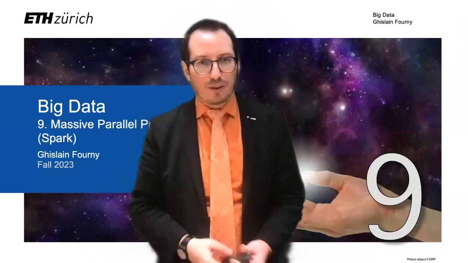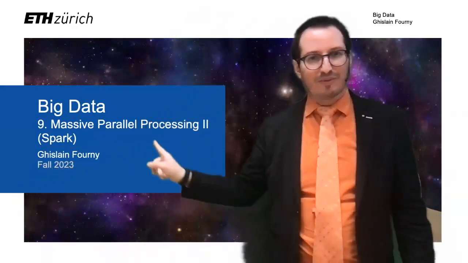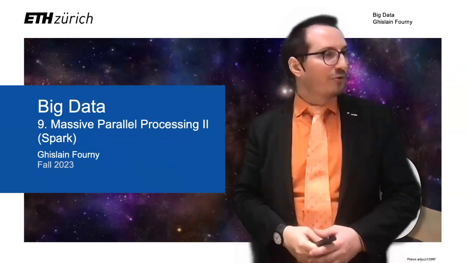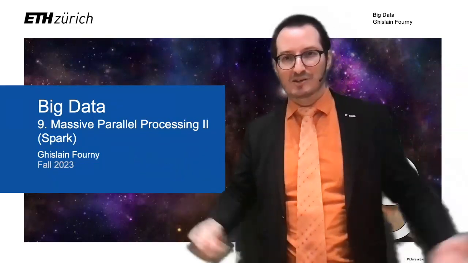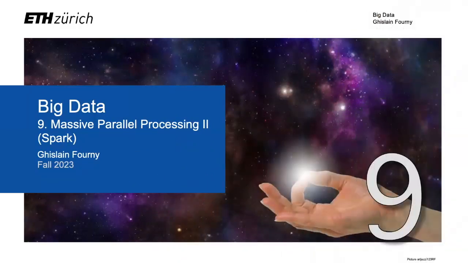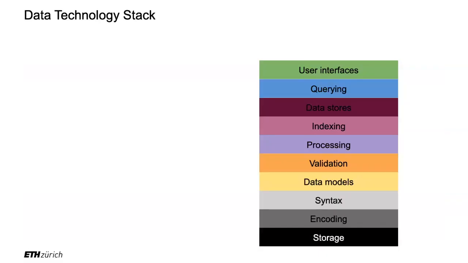So welcome back. Now we are moving on to part 2 of massive parallel processing. It's Apache Spark. It's actually MapReduce, but better and faster and more generic and so on. So it's really using all of the lessons from MapReduce with an even better system. It's not the only one, right? There's other systems around, and you will be able to learn them very quickly if you know Spark.